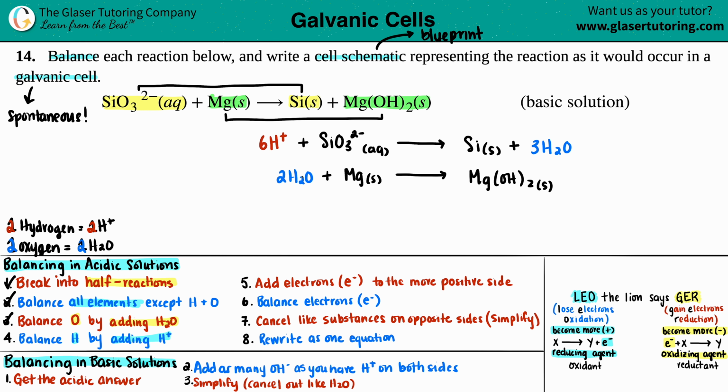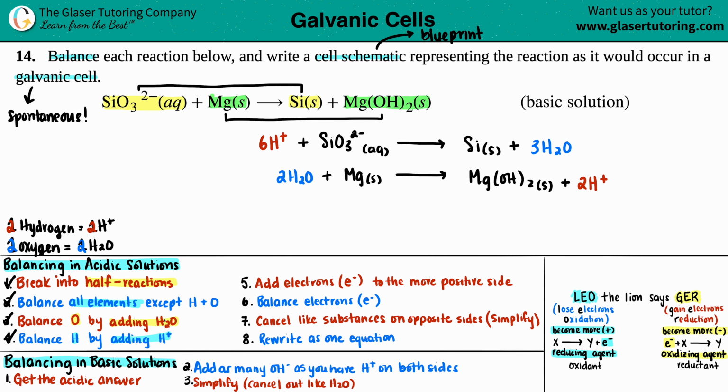Let's do the same thing for the bottom. On the left side, I have 2 times 2. So I have a total of 4 hydrogen. And on this side, I have 2 hydrogen. So if I have 4 on this side, I have 2 on this side. Seems like I have to add 2 more on the right side. So plus 2 H+, and we're halfway through the acidic answer.